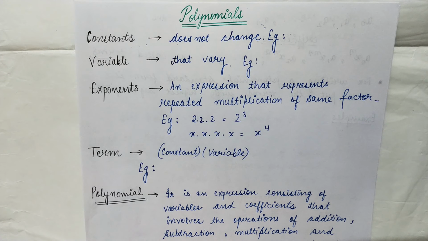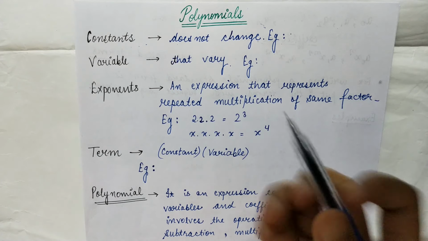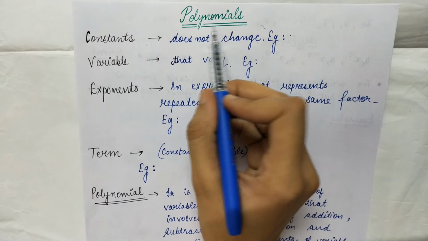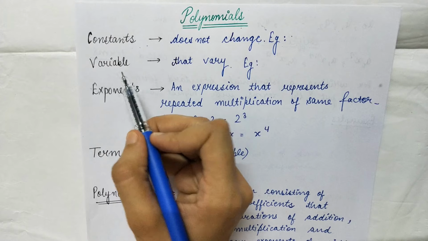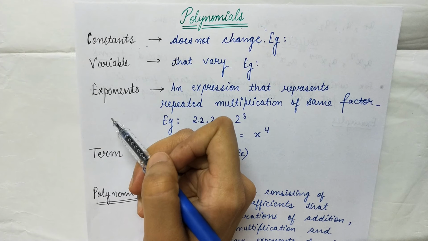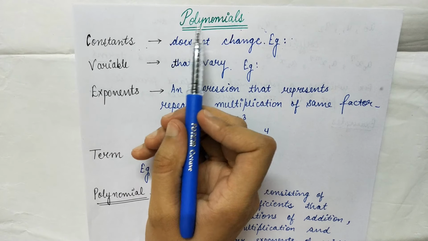Hello, I'm Pooja. Today we will start with polynomials, that is chapter 2 of our NCERT book. To start with polynomials, first of all we have to learn some of the terms like constant, variables, exponents. Okay, let us see what these are.